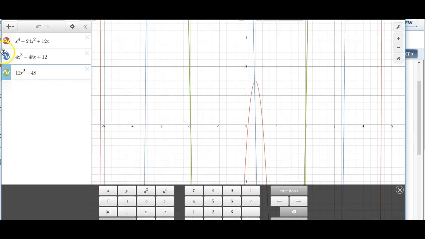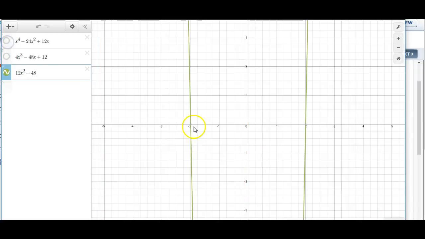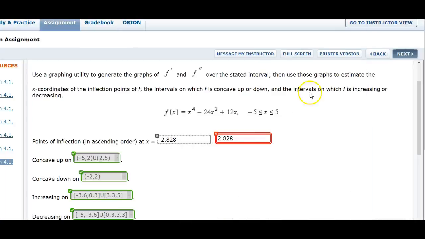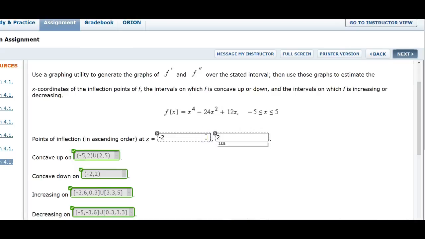So the first thing I need is the inflection points. The inflection points are going to be when the second derivative equals 0, and you can see that is at -2 and 2. So if I go and plug this in, I should be able to change that from -2 to 2.